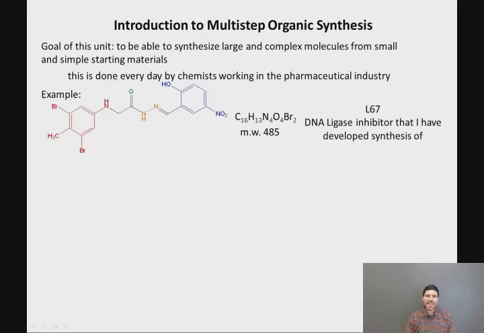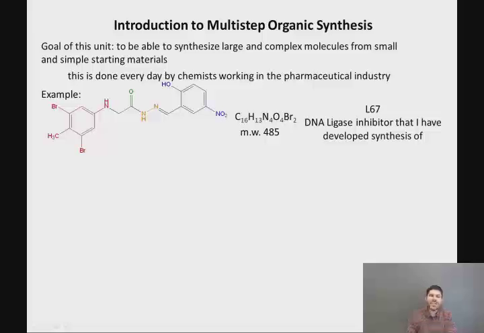So let me give you an example that I am very intimately familiar with. And this is a molecule that I call L67. It is a DNA ligase inhibitor that I have actually developed and published the practical synthesis of. So if you look at this molecule compared to most other molecules you've seen so far in this course, this is fairly complex. So it's got a molecular formula of C16H13N4O4Br2 and a molecular weight of 485.